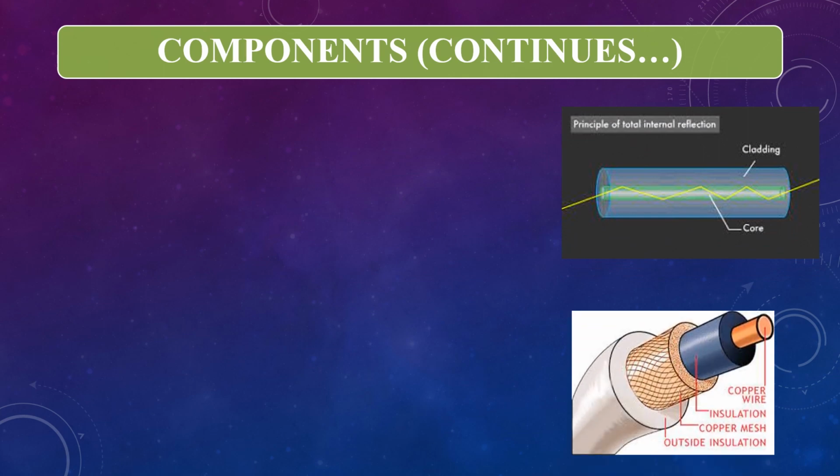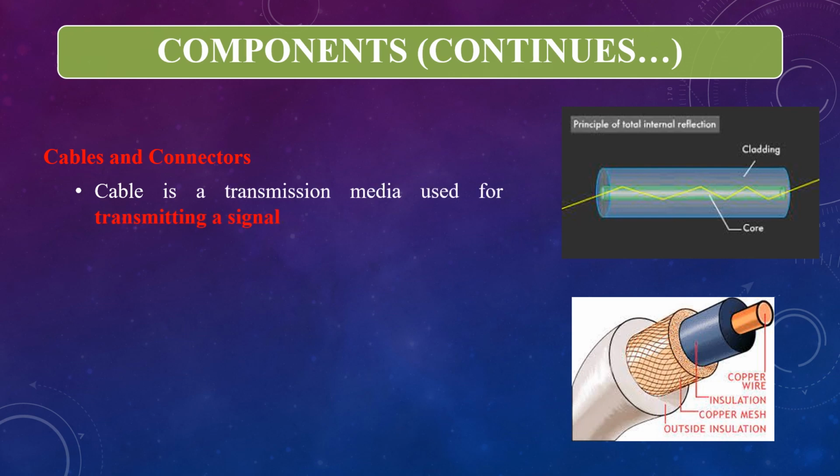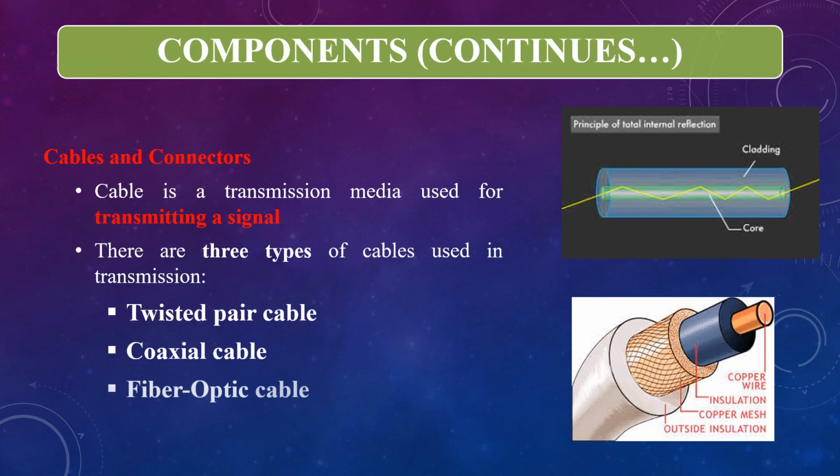The next topic is cables. Cables and connectors. A cable is a transmission media used for transmitting a signal. There are three types of cables used in transmission: twisted pair cable, coaxial cable, and fiber optic cable.